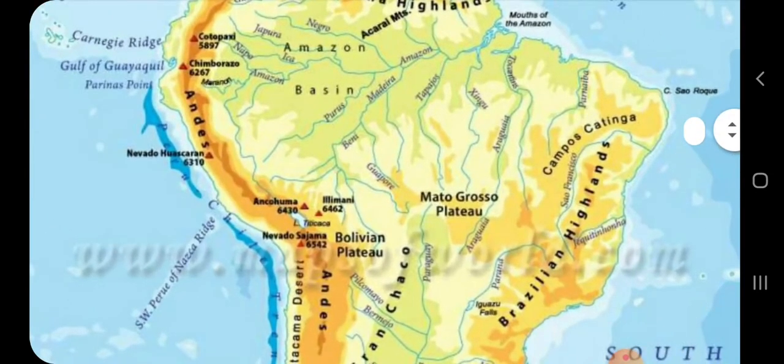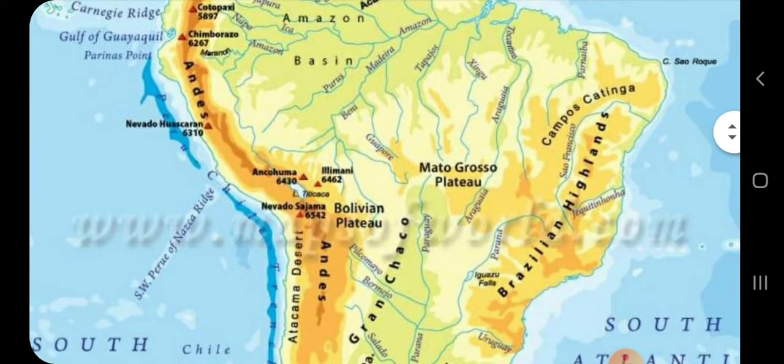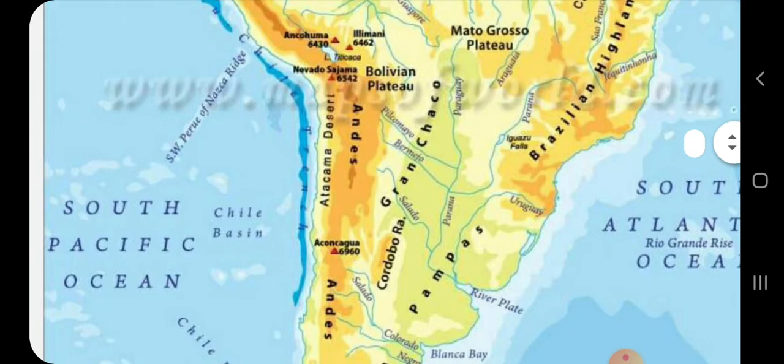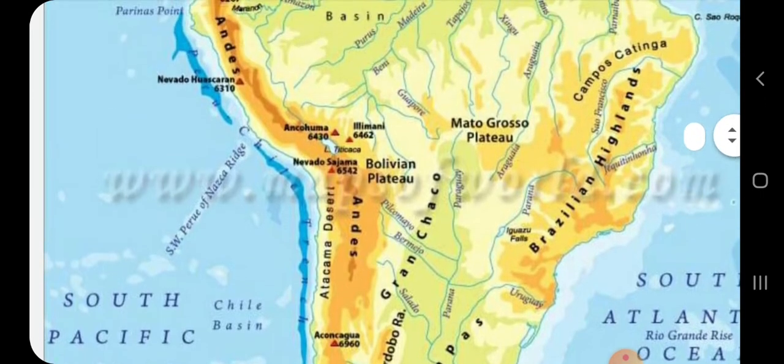Look at the western part of the continent. You can see Andes written here. The Andes Mountains are a long stretch of high young fold mountains that run parallel to the Pacific coast in the western part of South America. You can see here, right? They are not one mountain range but several parallel ranges, with basins and plateaus.